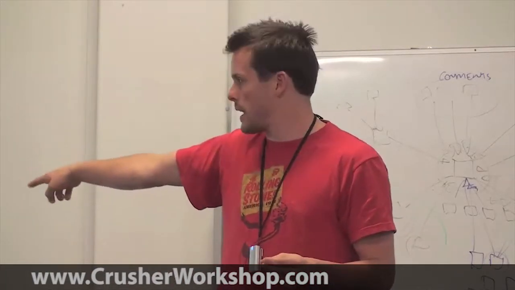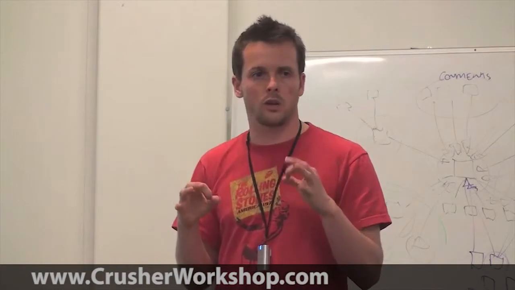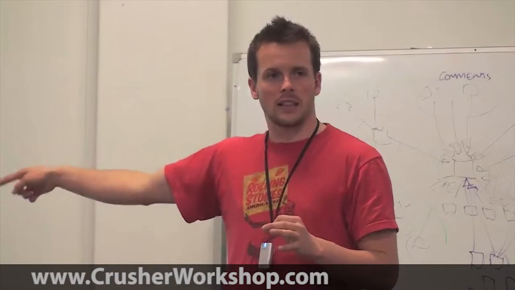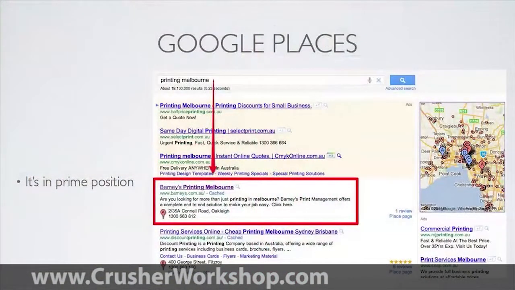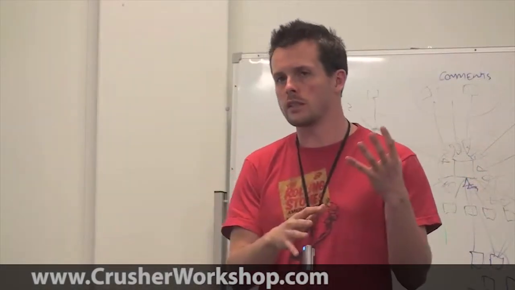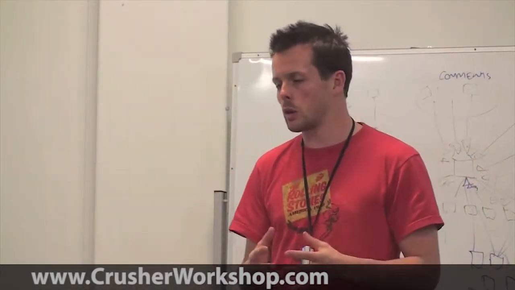Sometimes you'll find the Google Places listings, and the way that you can tell that it's a Google Places listing as opposed to just a normal listing is you can see the little A and the little B, that little pin just underneath the search result. That shows you that it's a Google Places listing. Sometimes it's more obvious than other times as to whether or not it's Google Places.